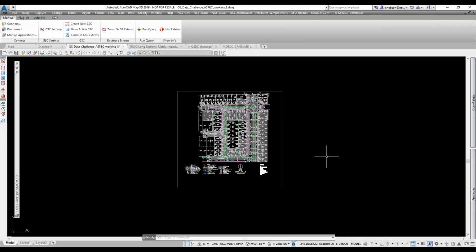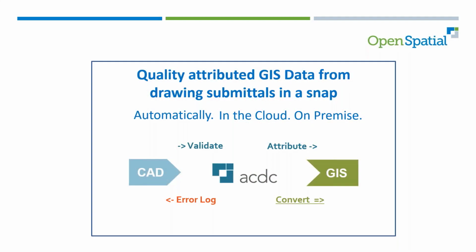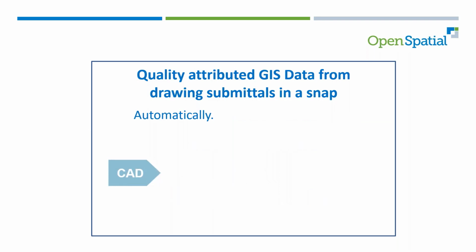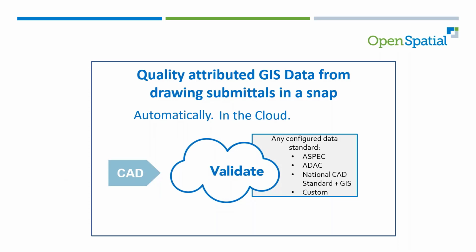A validated drawing, which has the requisite attributes essentially set up to match your GIS schema, can be converted or directly loaded into GIS. So CAD drawings and associated data can be validated according to a data standard or validation set. Spatial has a number of off-the-shelf toolkits for data standards like ASPEC or the National CAD Standard with a GIS data schema. And ACDC can also provide all the tools for building your own custom data validation set.